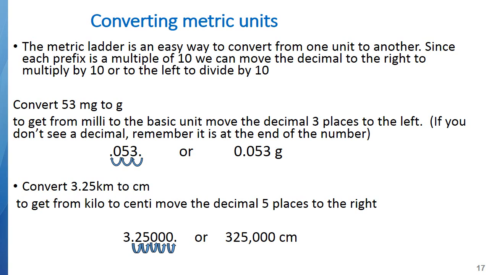If I want to convert kilometers to centimeters, that means I have to move it over 5 places to the right. So I take the decimal after the 3 and move it over twice. We'll put it after the 5, and then I need 3 more 0's as placeholders, and so there's 325,000 centimeters in a kilometer.